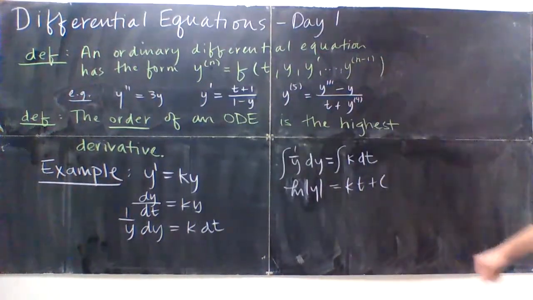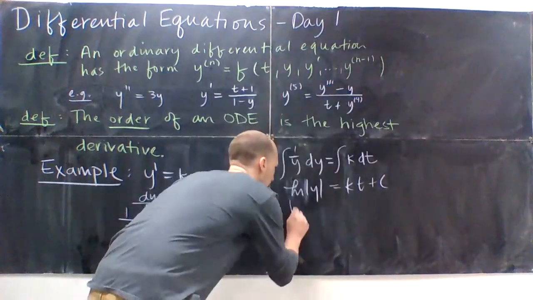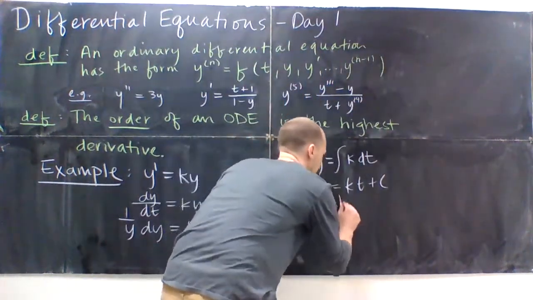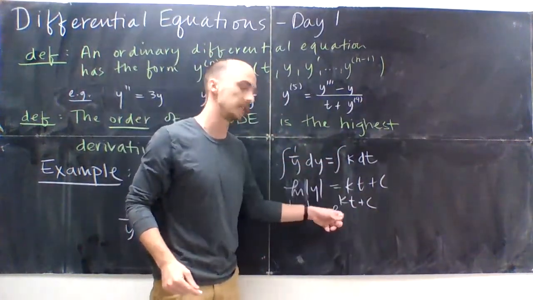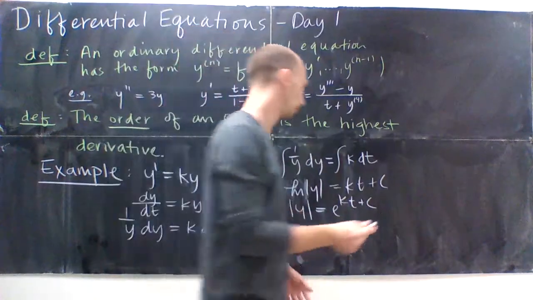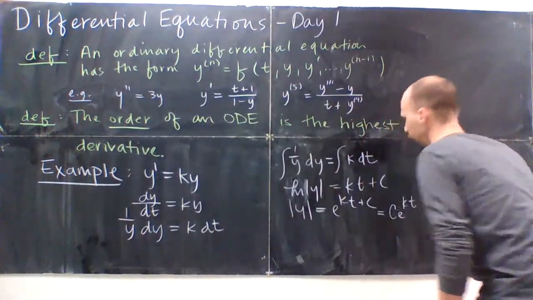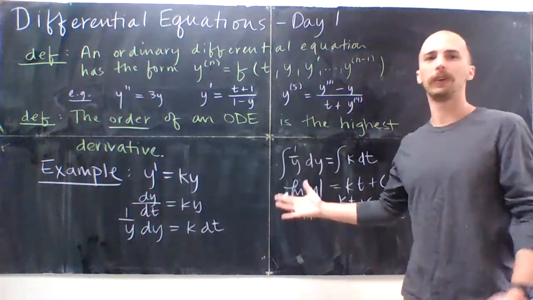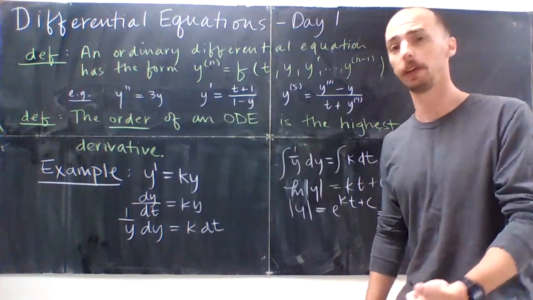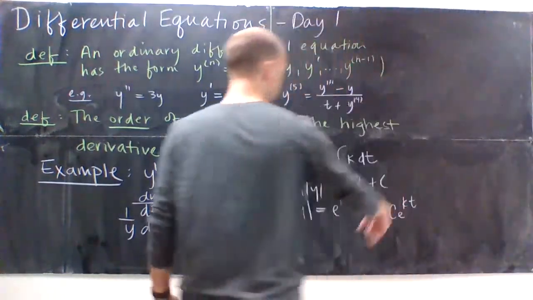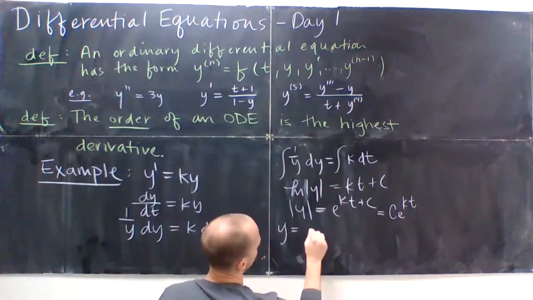equaling k times t plus c. Right, and then I'm going to get rid of the log by taking e to both sides power, and so I'll have absolute value y is equal to e to the kt plus c, which I can say that is e to the kt times e to the c. E to the c is just going to be some other constant, and that'll be c e to the kt. And then we know that if, say the absolute value of a is equal to 10, then a is going to either be 10 or negative 10. So I can say that y is going to either be c e to the kt or negative c e to the kt.